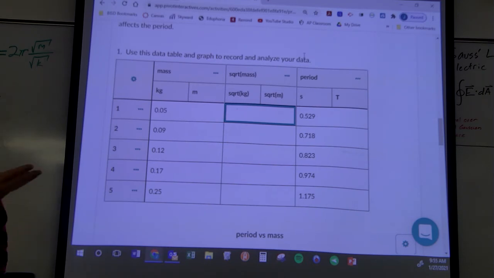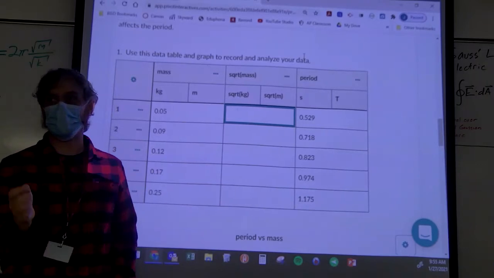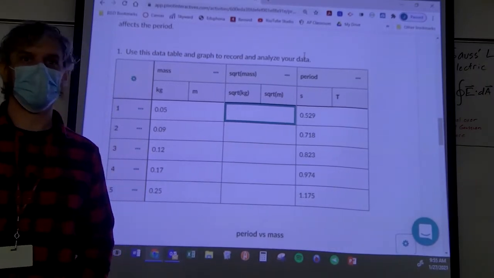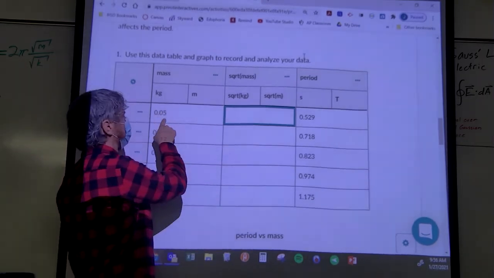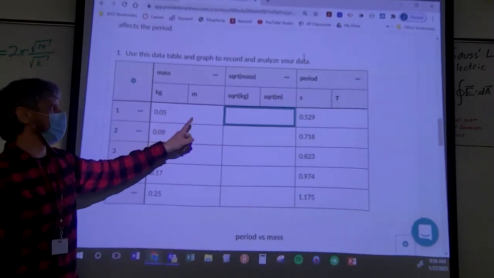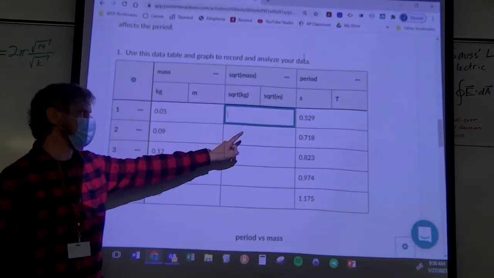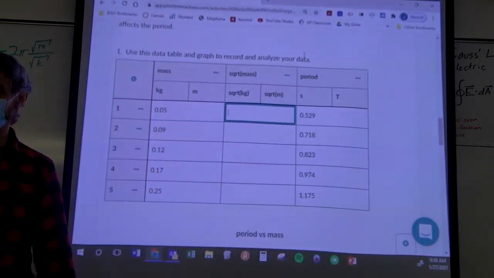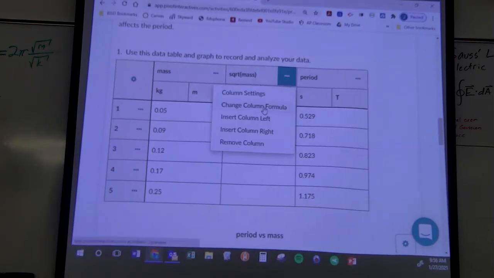If you were doing this by hand, you'd have to make a new table, which on the AP exam, if you have this as a question, you're going to have to do. You're going to have to fill in data into a new table. But in this case, I would just take 0.05, take the square root of that, put that number here, right? Take 0.09, take the square root of that, put that number here. But spreadsheet software and Pivot Interactives allows you to do that all at once.